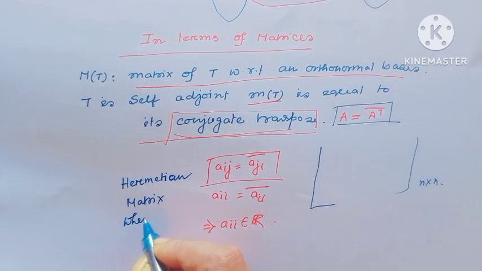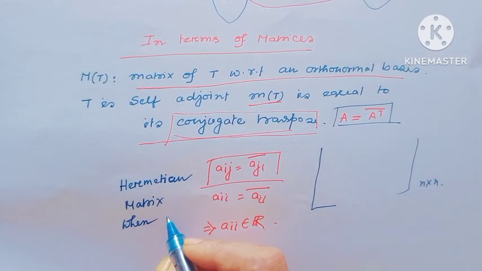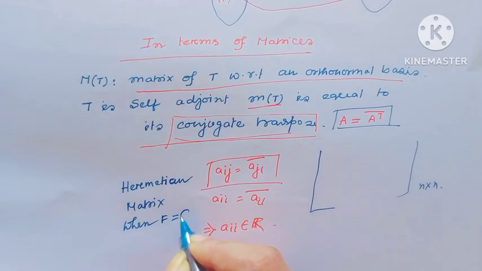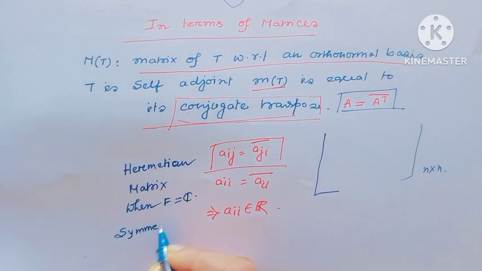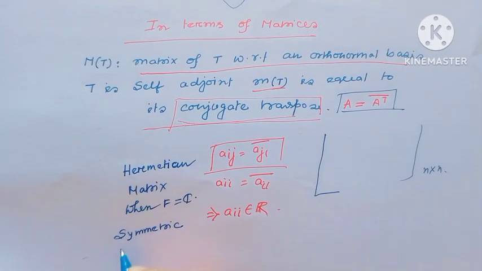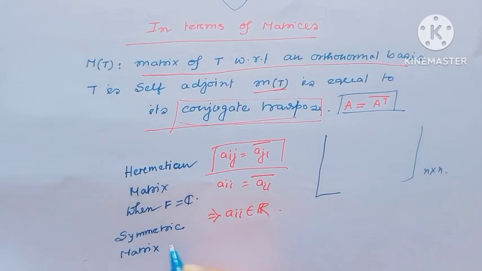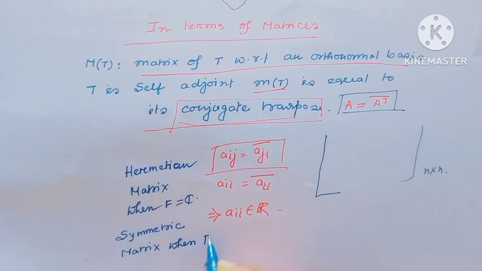When the entries are complex, that means when the field is complex. Otherwise, this is called a symmetric matrix when the field is real.